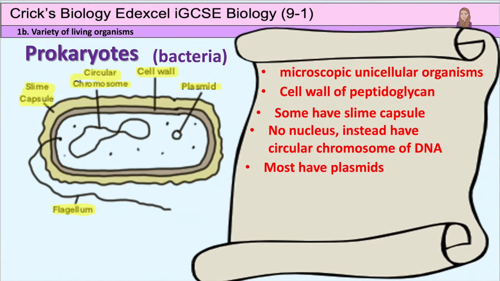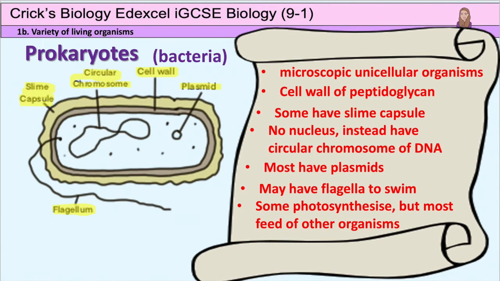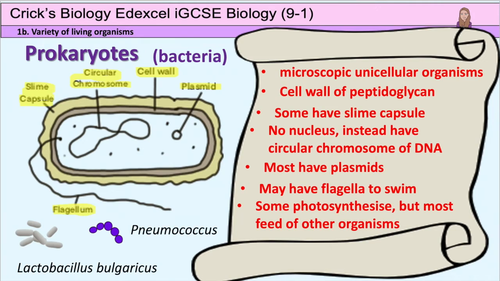Some, but not all bacteria, use long whip-like structures called flagella to swim. Some also contain chlorophyll to carry out photosynthesis. However, most bacteria feed off other living or dead organisms. Along with fungi, many bacteria are important decomposers, recycling dead organisms and waste products in the soil. Some bacteria are used by humans to make food, such as the production of yogurt by using Lactobacillus bulgaricus. Others cause disease, such as pneumococcus, which causes pneumonia.